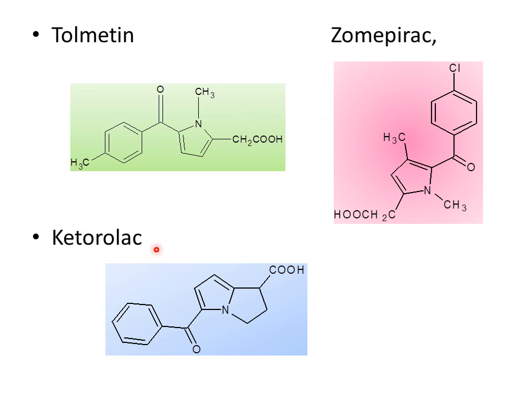And the last one is ketorolac. It is also a pyrrole acetic acid, but the acetic acid is not free here, so there is no free CH2 group. It is within the ring system. That is the structure of ketorolac. That is about the phenyl acetic acid derivatives.